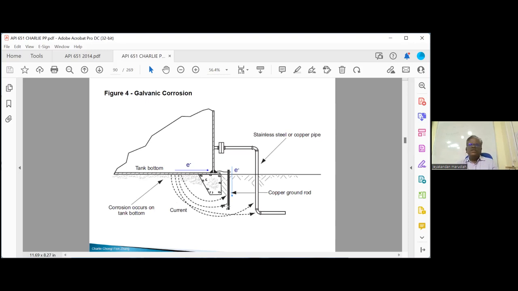Then this is what is meant by galvanic corrosion. For galvanic corrosion, we need two different conductive materials. A classic example is if you make a weld or bolted connection of carbon steel with stainless steel, the carbon steel will corrode more to compensate for the stainless steel. That is the basics of galvanic corrosion. You can see here, this is the tank bottom. Here we have another metal, such as copper or stainless steel. Then there will be more corrosion here.